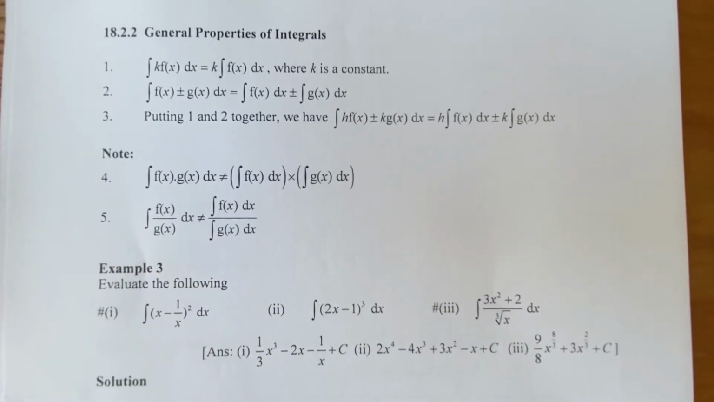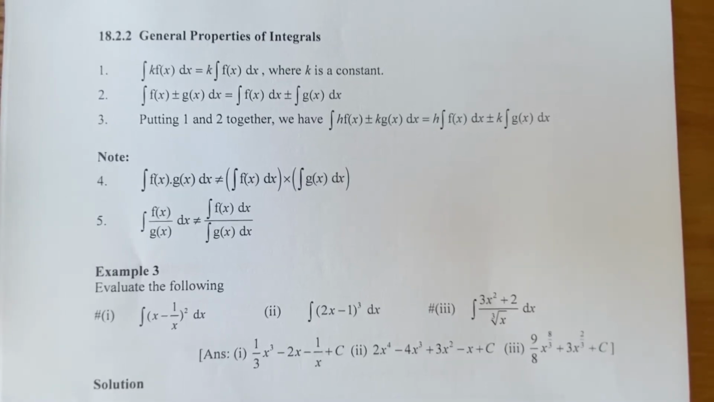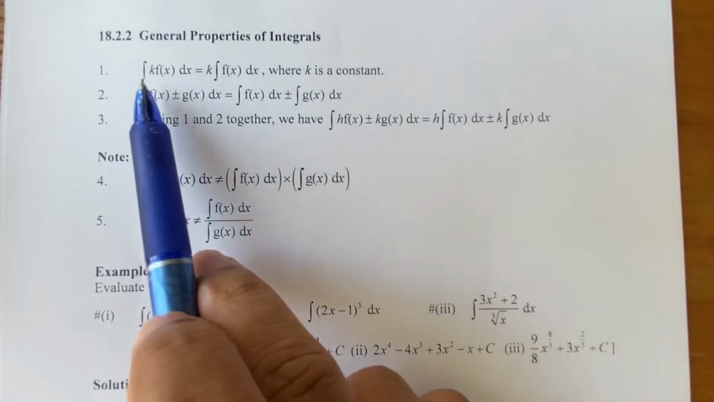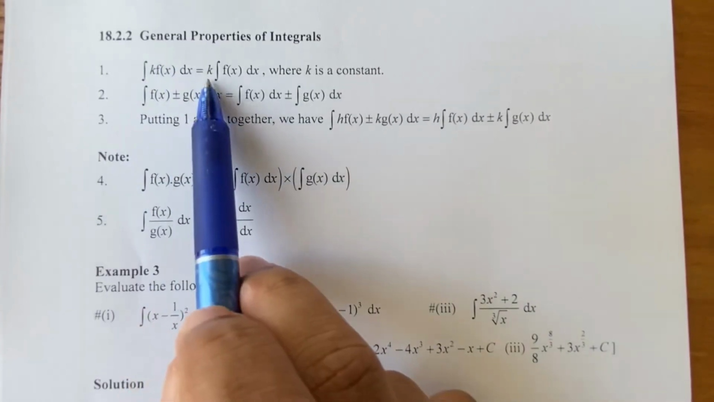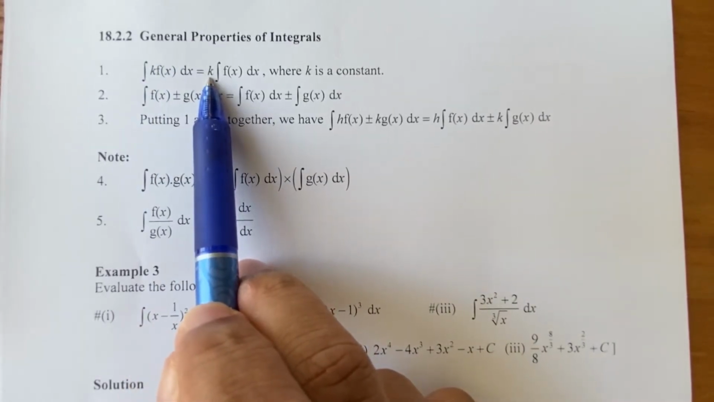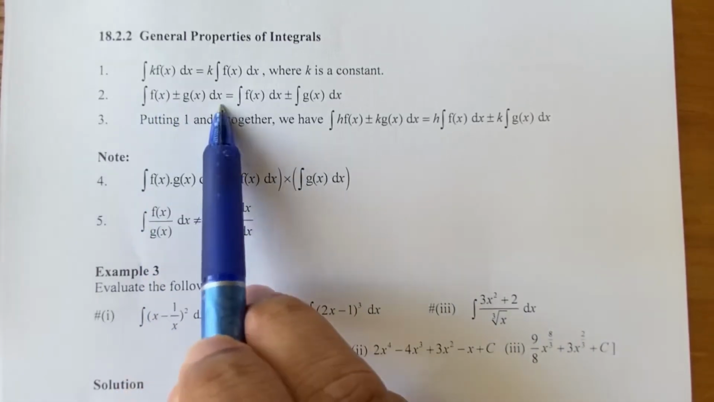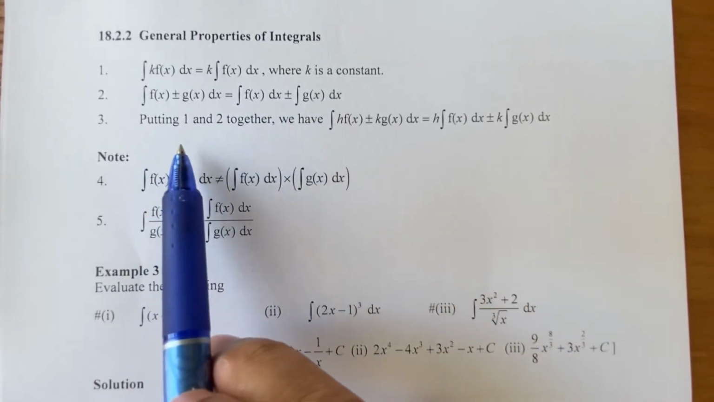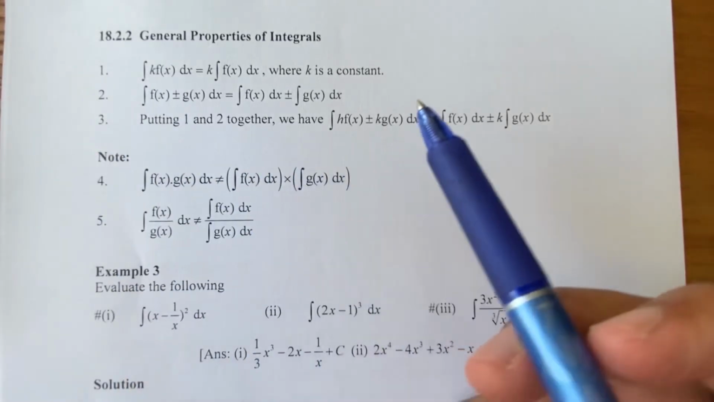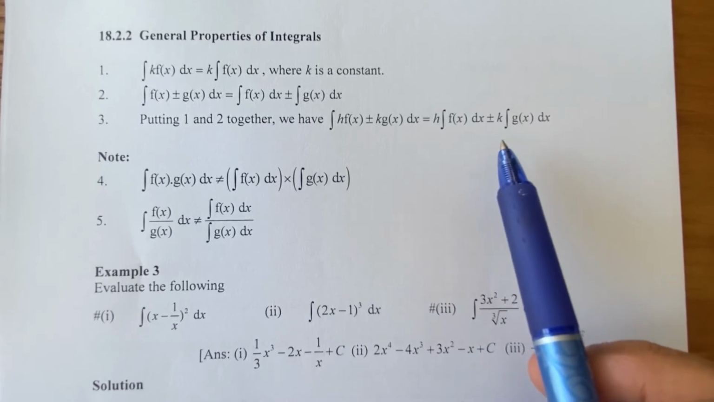Okay, now 18.2.2 is actually some of the properties of integration. If k is a constant, we can bring out the k. This is similar to differentiation. If two functions are added or subtracted, again, we can separate them out. This is again similar to differentiation. And putting 1 and 2 together, we can have this. This is the same as the factor rule and the sum and difference rule in differentiation.